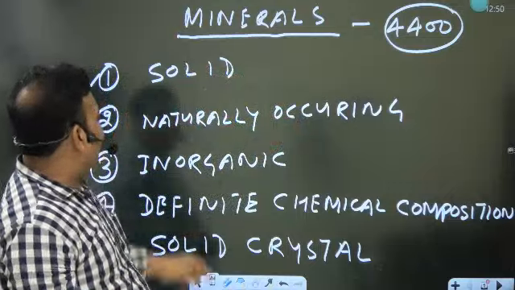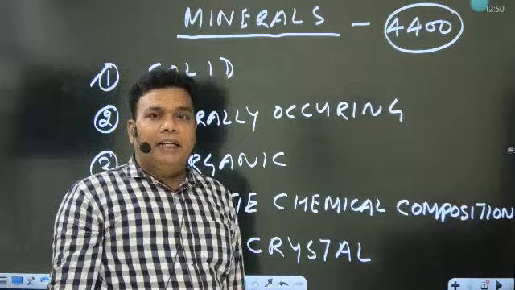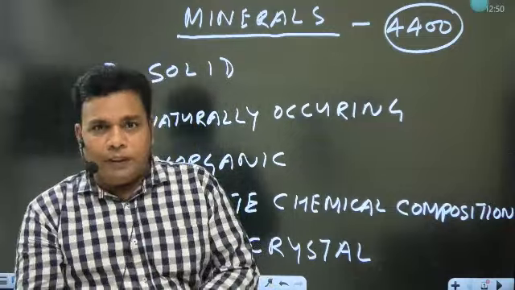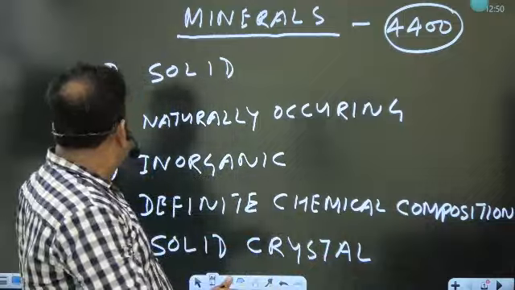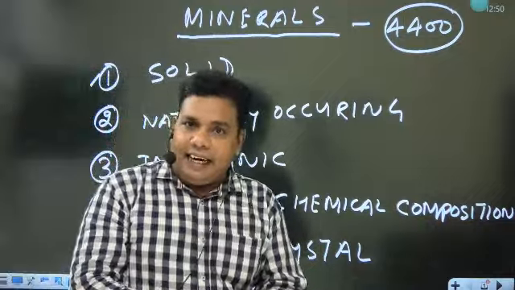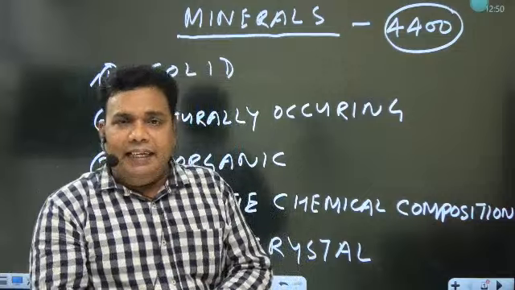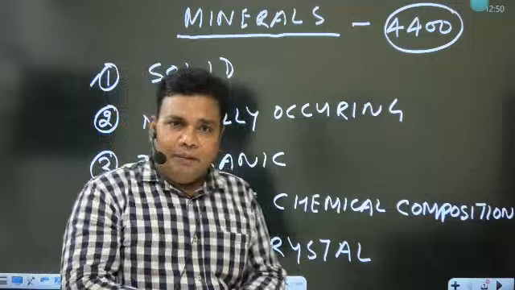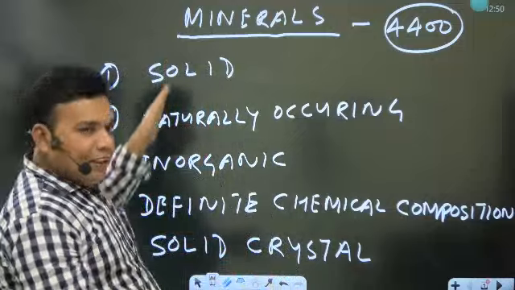The second criterion is that minerals must be naturally occurring. So will plastic be a mineral or not? No, since plastic is man-made. The third criterion is that it is inorganic in nature, that is, not made by any living organism, like coal and petroleum. These are not minerals on this criterion.